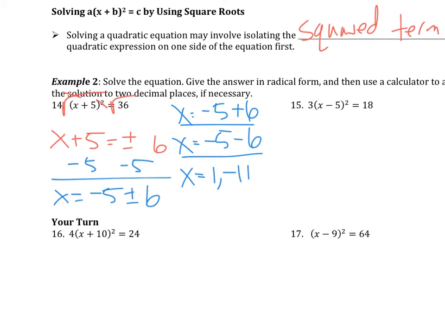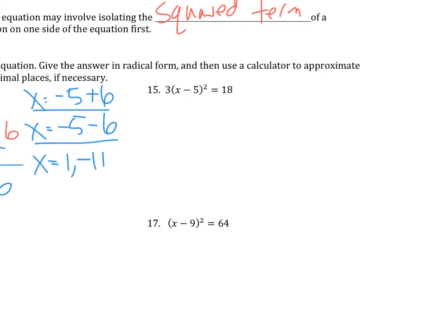Okay, let's look at 13 here. Let's look at our squared term. Is there anything outside of it? There is that 3 there. So what we want to do is go ahead and divide by that 3. That cancels out, and then we get x minus 5 squared equals 6. Now our squared term is by itself, so we can go ahead and solve. So I'm going to take the square root.